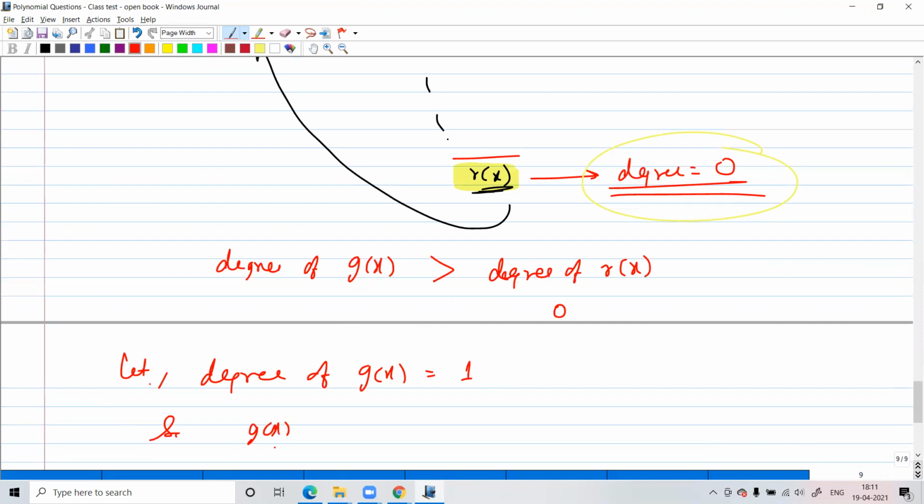So what will be my Gx? We can take any degree 1 polynomial, your wish. Someone throw me something. X plus 2, sir. Okay, x plus 2, very good. It is a degree 1 polynomial.